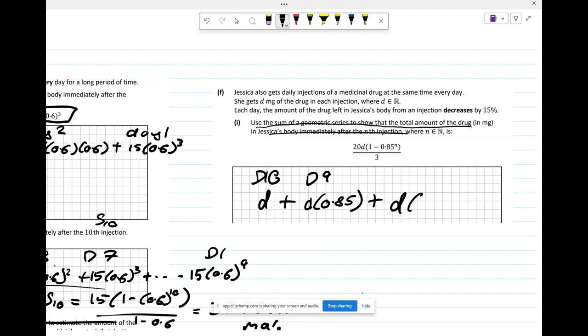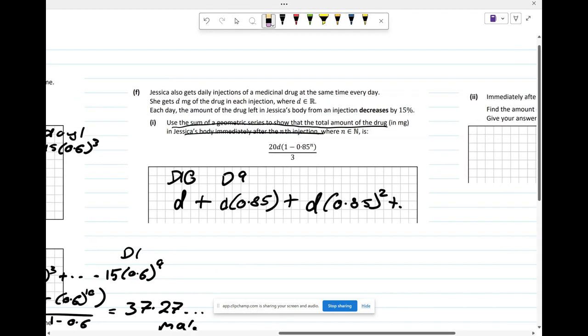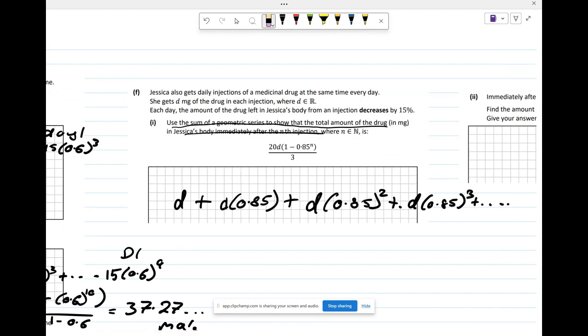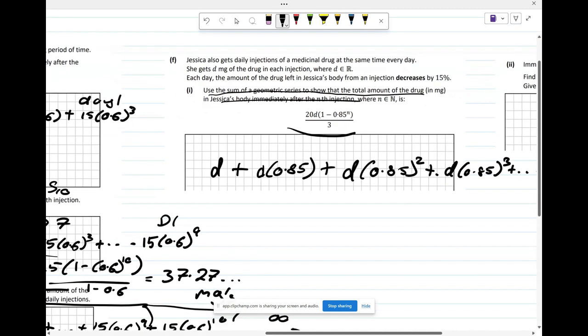And then she has D times 0.85 squared, and then she has D times 0.85 cubed, and so on and so on. Okay, and so now we just have to turn it into this.